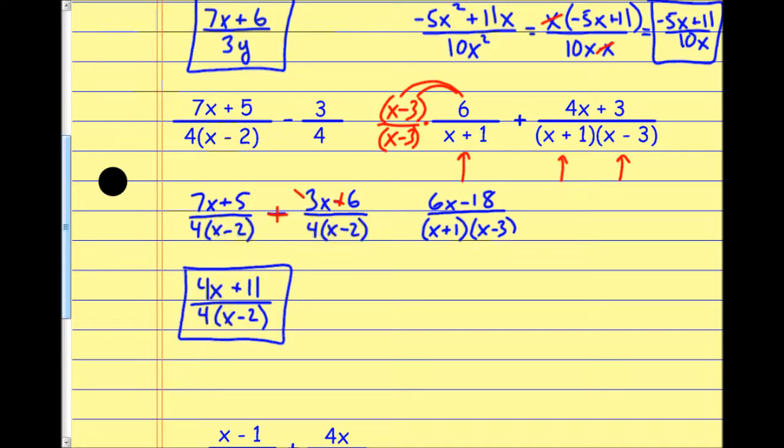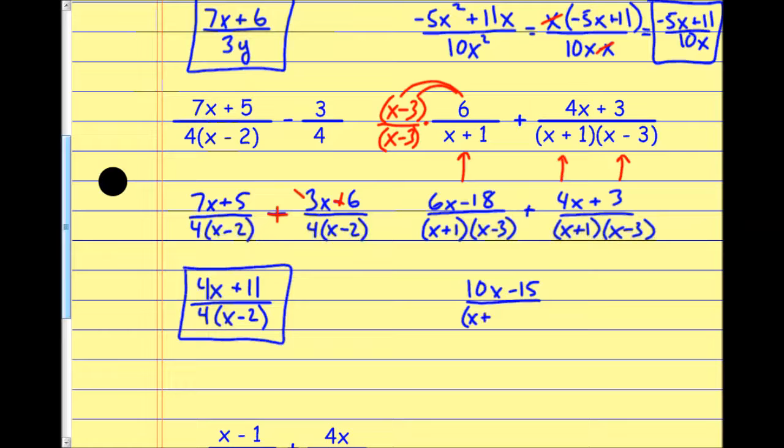This second fraction stays exactly the way it is. Now I have the same denominator in each. They all have the same stuff. So I add those numerators. That's going to be a 10x and a minus 15. The denominator is going to be an x plus 1 and an x minus 3.